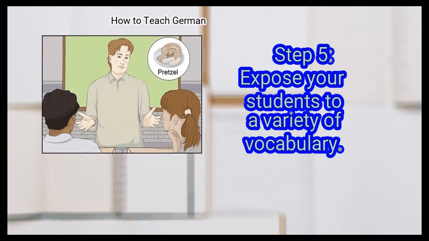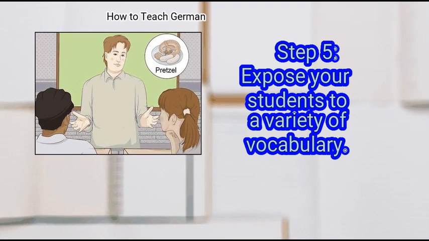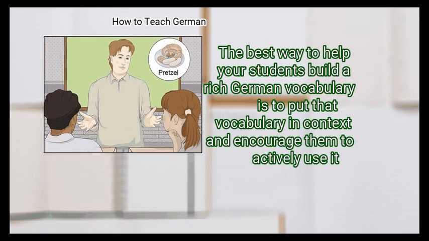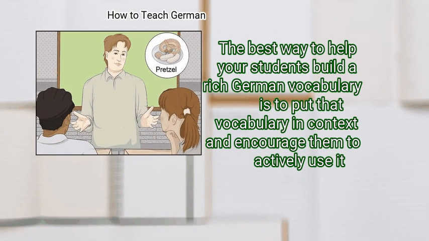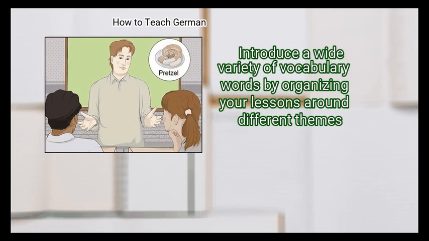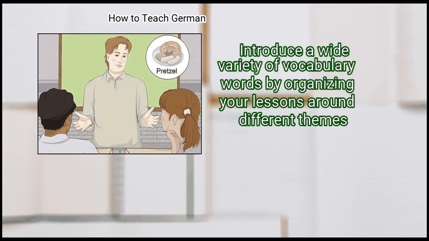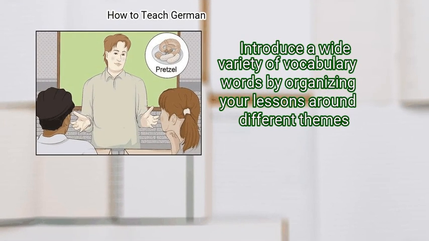Step 5. Expose your students to a variety of vocabulary. The best way to help your students build a rich German vocabulary is to put that vocabulary in context and encourage them to actively use it. Introduce a wide variety of vocabulary words by organizing your lessons around different themes.